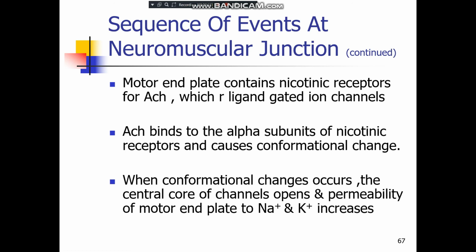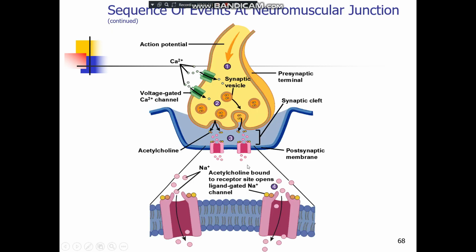This acetylcholine binds to the alpha subunits of the nicotinic receptors, and that causes conformational changes. When the acetylcholine is able to bring the conformational changes, the central core of the channel opens, which causes the permeability of the motor end plate to sodium and potassium ions to increase. It opens the ligand gated sodium channels as well as the potassium channels.